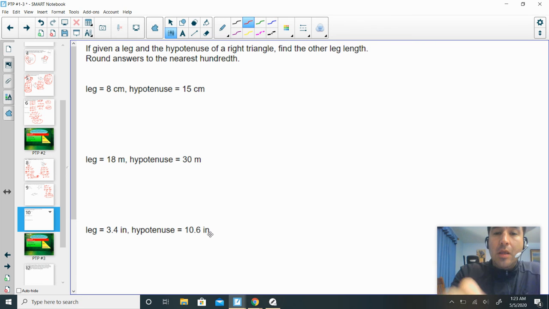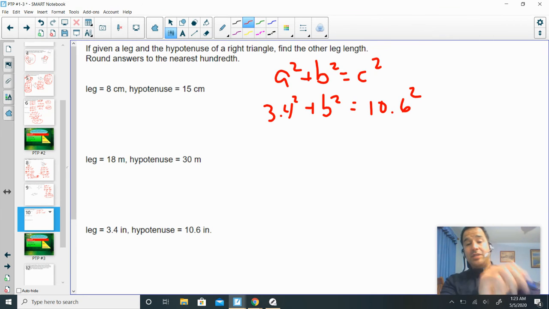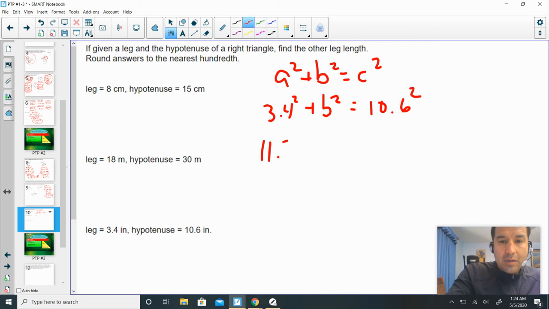Here we go. A squared plus B squared equals C squared. You should be so sick of hearing this right now because you have been doing this on your own, and all I'm doing here is saying what you already have written on your paper, right? 3 and 4 tenths squared plus B squared equals 10 and 6 tenths squared. 3 and 4 tenths squared would be 11 and 56 hundredths.